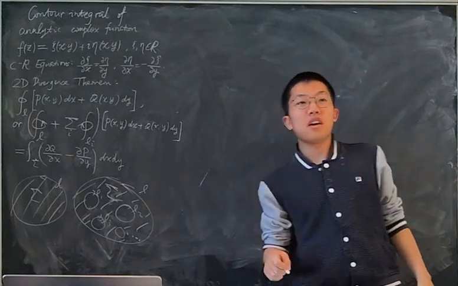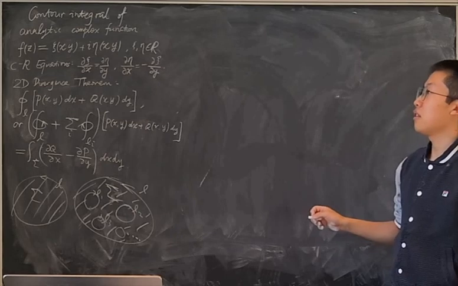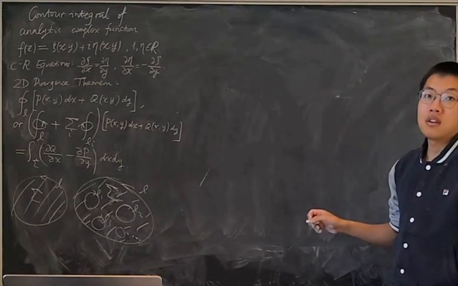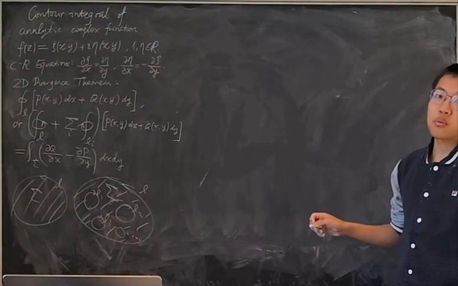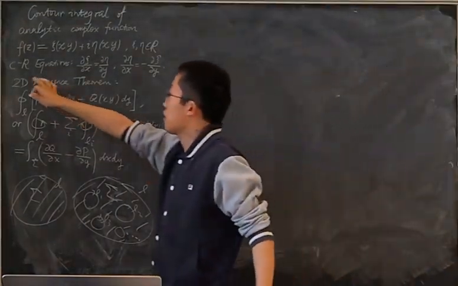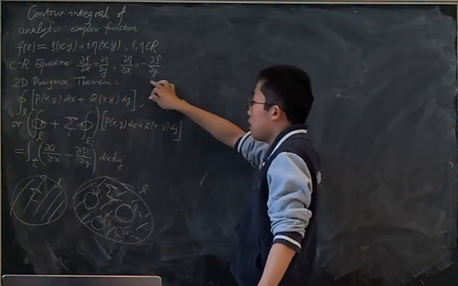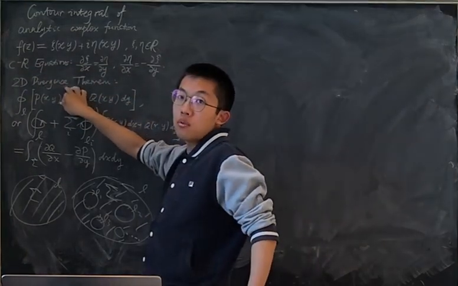Okay, so now let's get into the third part, which is the contour integral of analytic complex functions. Before we start, we need a few preparations. First is the Cauchy-Riemann equations. I've written them in here. And the second is the 2D divergence theorem.